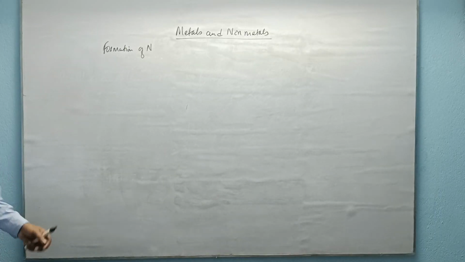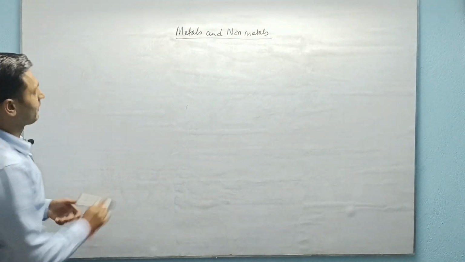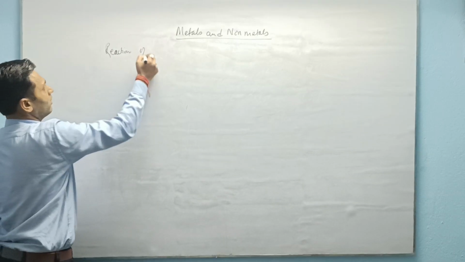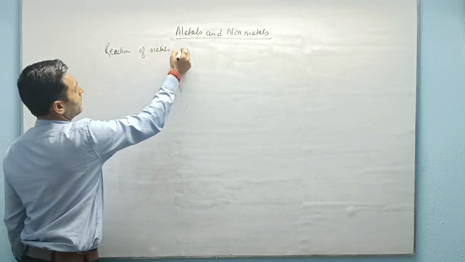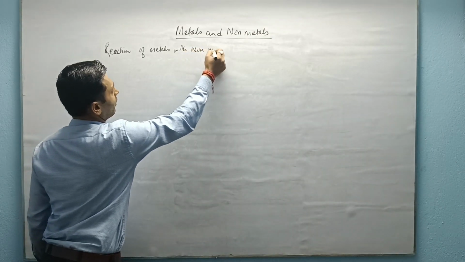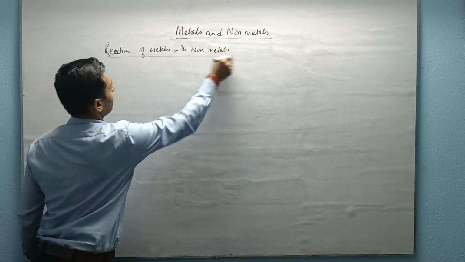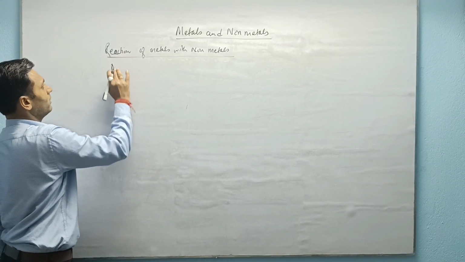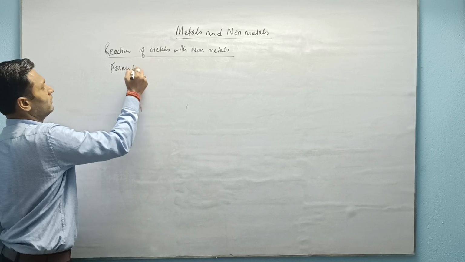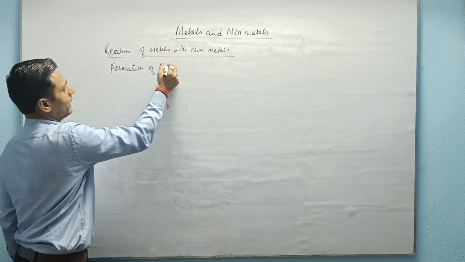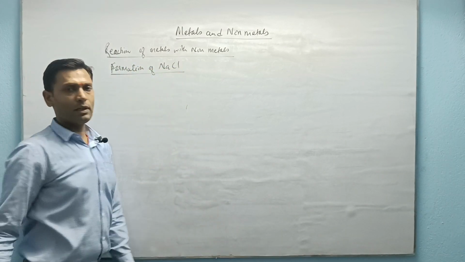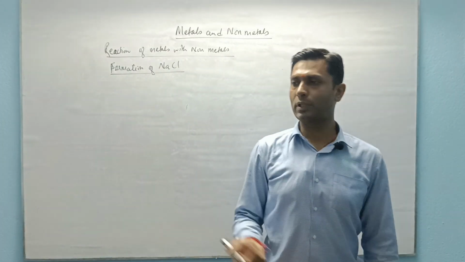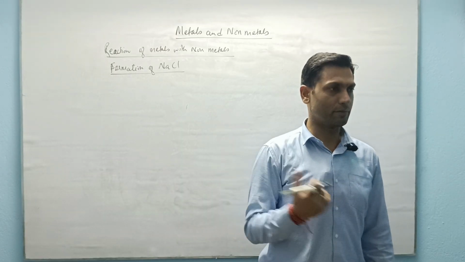Okay, let me first write down this. The topic is reaction of metals with non-metals. Right, reaction of metals with non-metals. Then we have formation of NaCl. Now, formation of NaCl. See, sodium chloride is an ionic compound. Why is sodium chloride an ionic compound? You will understand here.